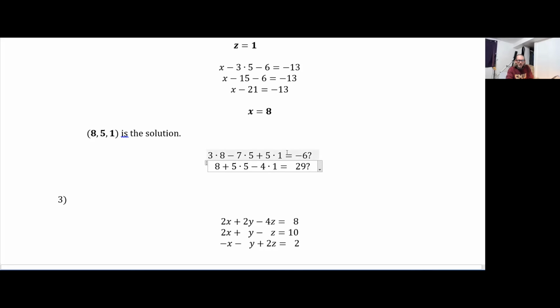And doing my multiplication first, I'm going to have 24 minus 35 plus 5. And that would give me negative 11 plus 5, which is equal to negative 6. It checks on the first one. On the second one, 8 plus 25 minus 4 will give me 33 minus 4, which does equal 29. So that checks out. Let's go on to our third example. We'll have one more after that.